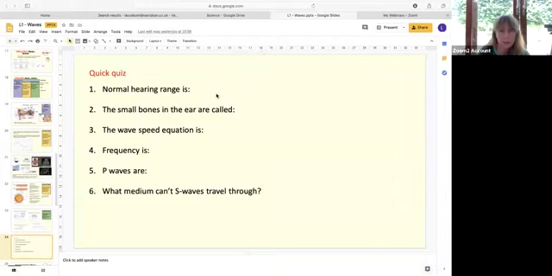Any more? A couple more things just to go through. P waves, transverse or longitudinal? P for primary, so they're the first ones.